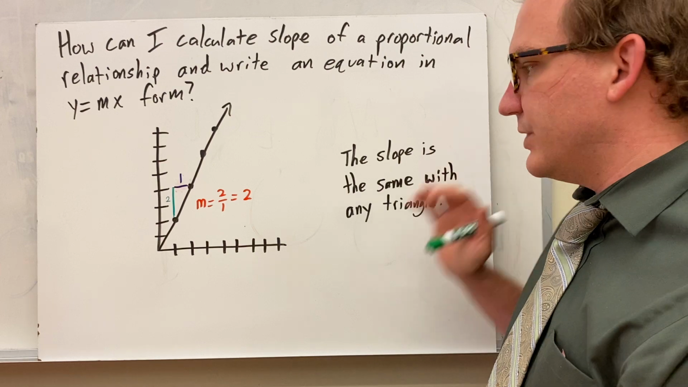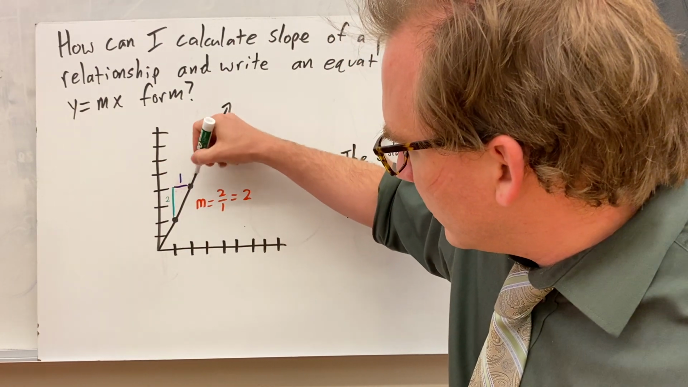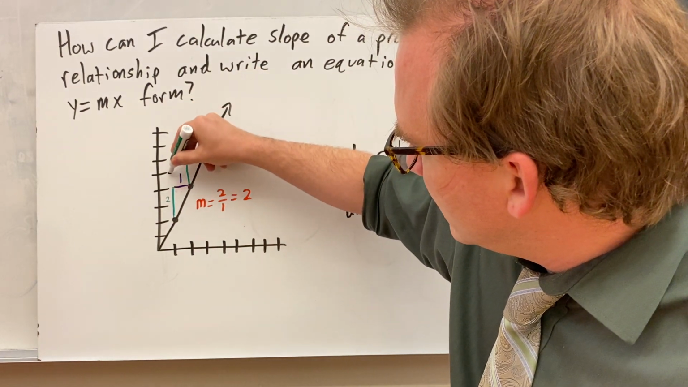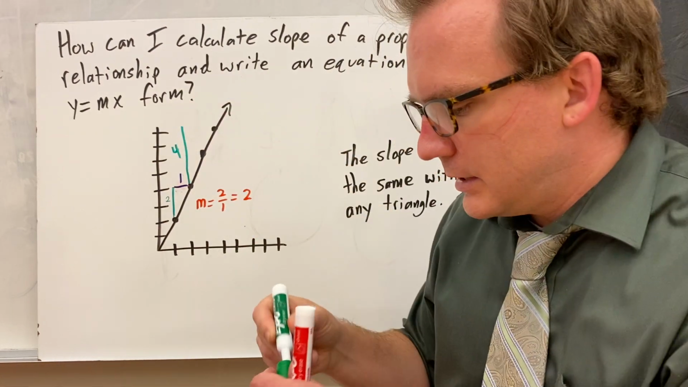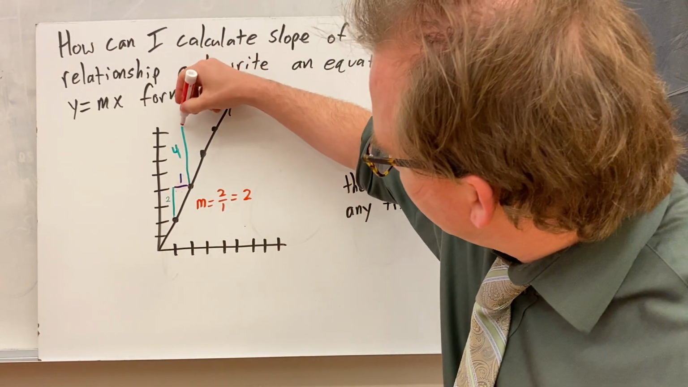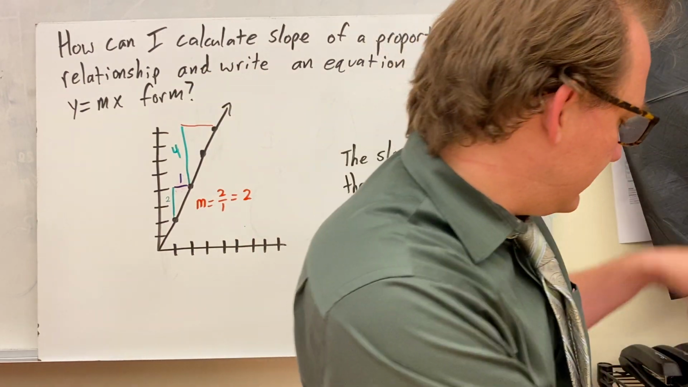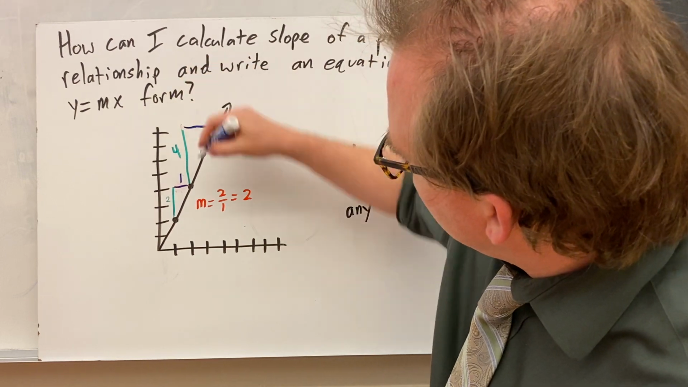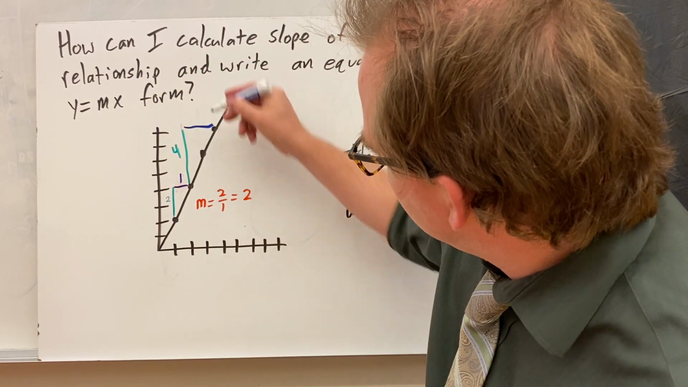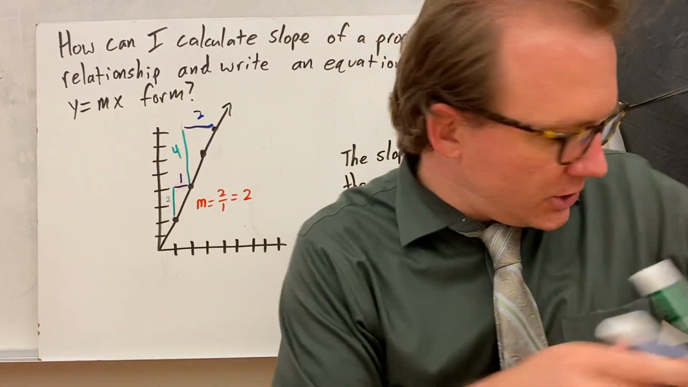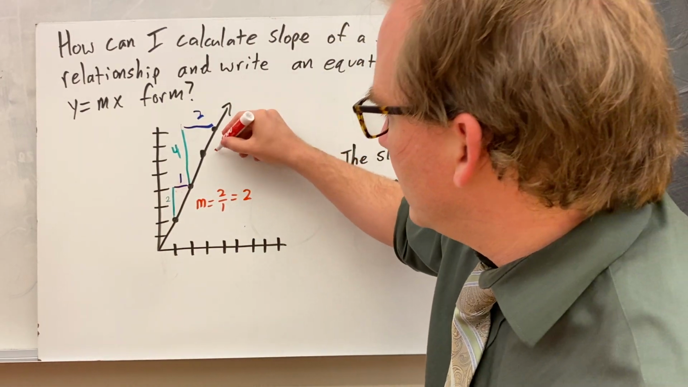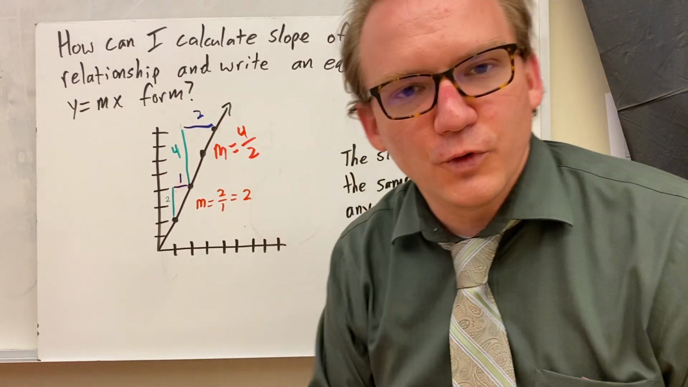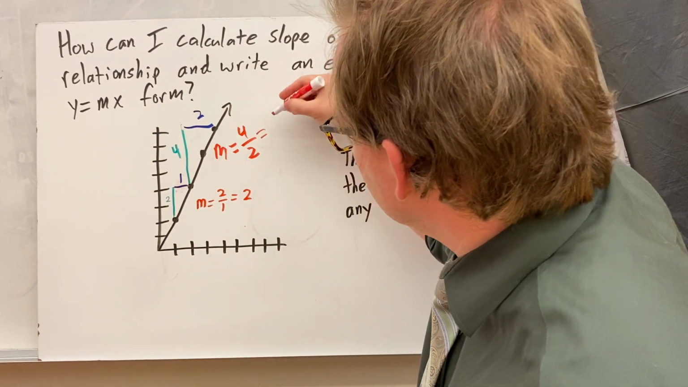Now, the slope is the same with any triangle. If I draw another triangle where I go up from here and connect to this point, I end up rising 1, 2, 3, 4. And then I go over, I run, oh, wrong color. Let's use blue for this. I go over 1, 2, so I go over 2. Up 4 over 2 means my slope is 4 over 2, which if I simplify, 4 divided by 2, is equal to 2.